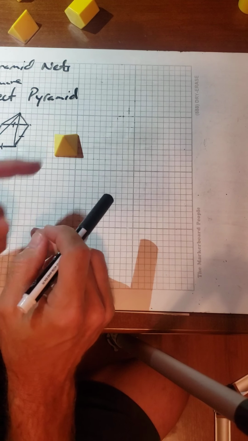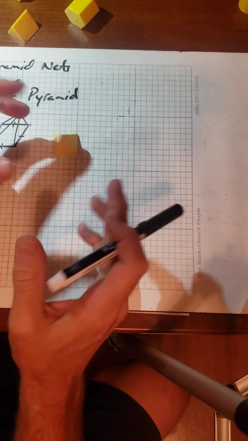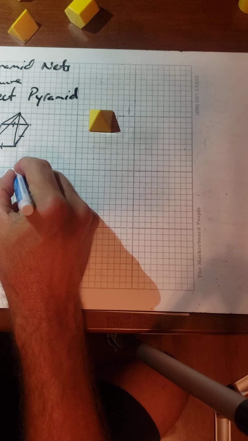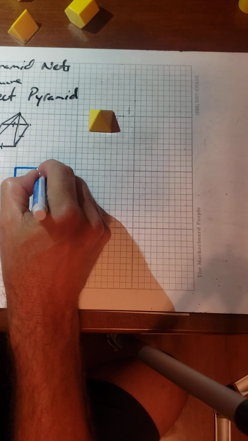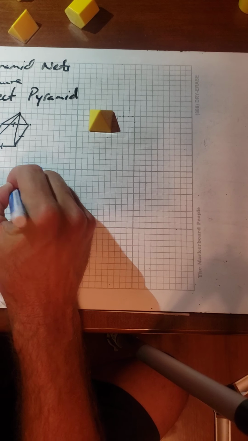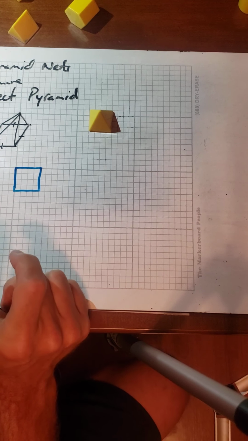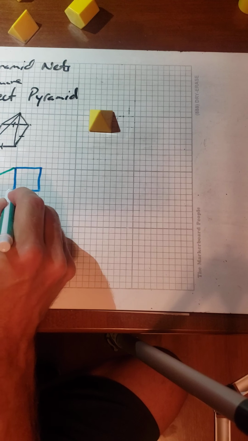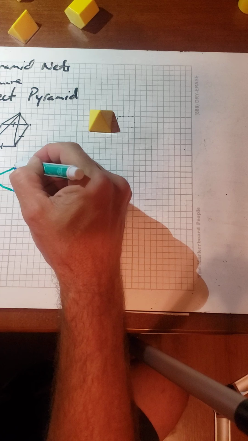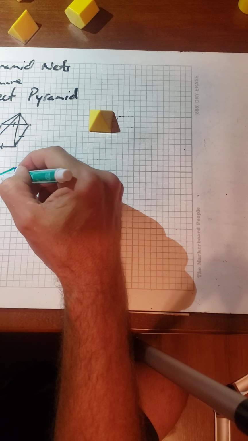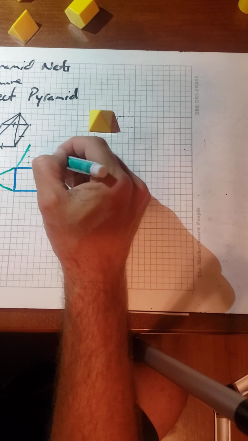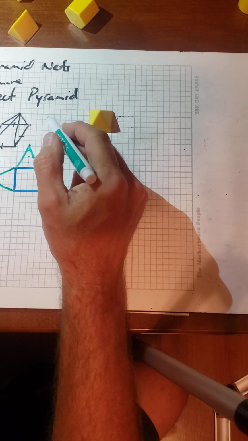So if I took this and I cut lines on here and I laid it out flat, what I would end up with is my base right in the middle. And that base is a square. And then I would have one triangle on this side. There's the exact same size as the other ones.